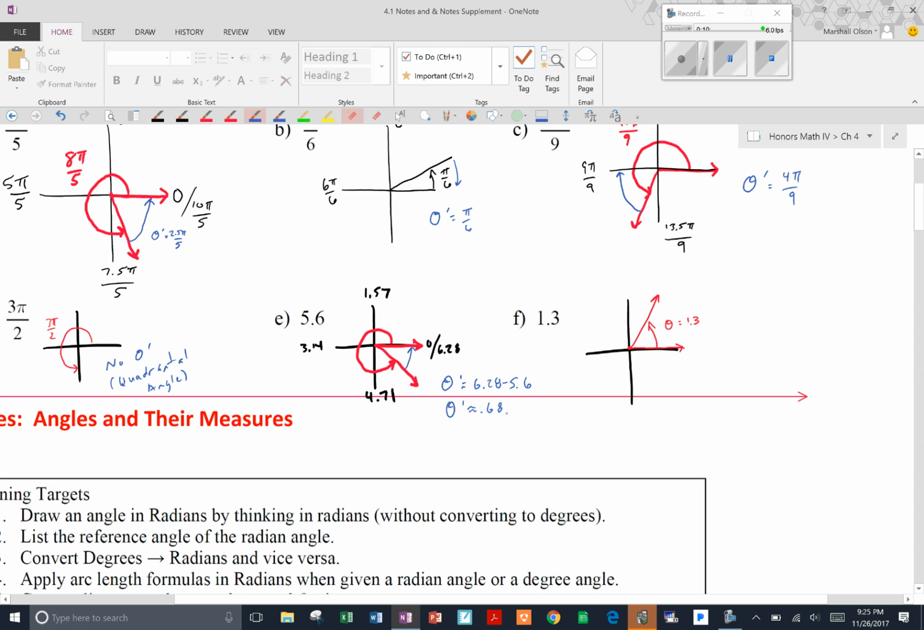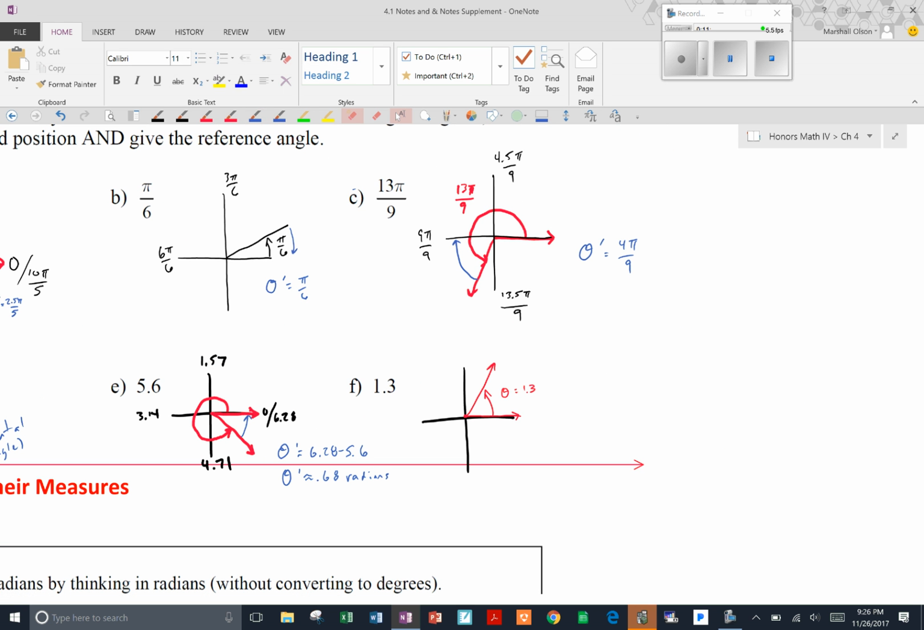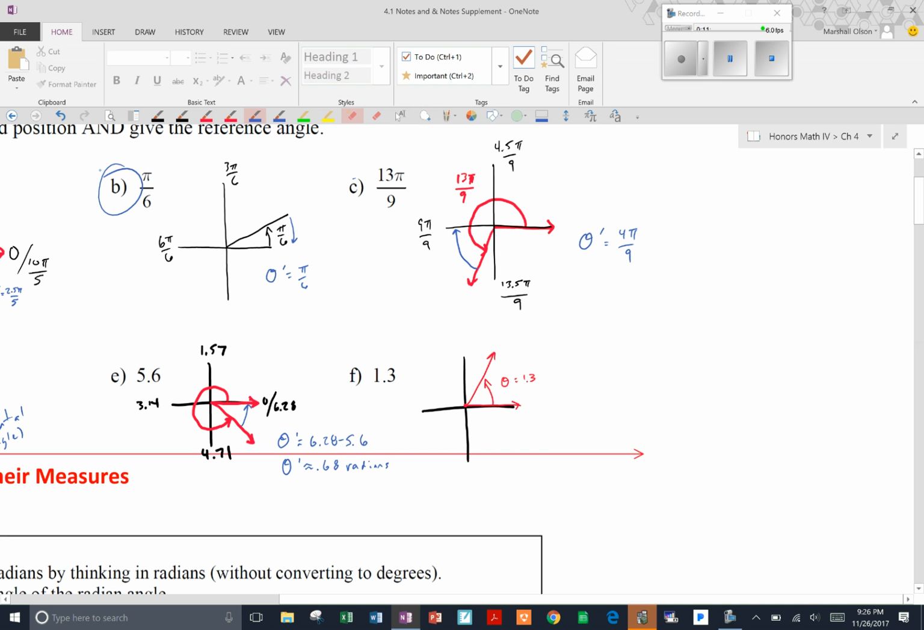Now, these are all radian measures. Normally, if we have the pi symbol, we assume it's in radian measures. I don't have any pi here, so I'm going to write the word radian just to solidify that fact. And like we said in part B, anything that's in the first quadrant is its own reference angle.